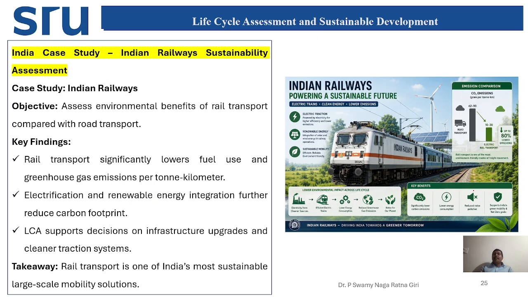Then coming to the Indian context, what sort of case studies can be considered? You can see the Indian railway system, how they changed from fossil fuel plants to different sectors. You see here, assess the environmental benefits of railway transport compared with road transport. Clearly, they have evolved electric traction. On each and every track they are doing electrification. Then they are also powering with solar power wherever there are platforms. Each and every platform is equipped with solar panels.